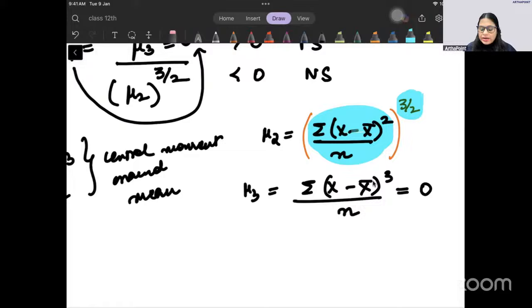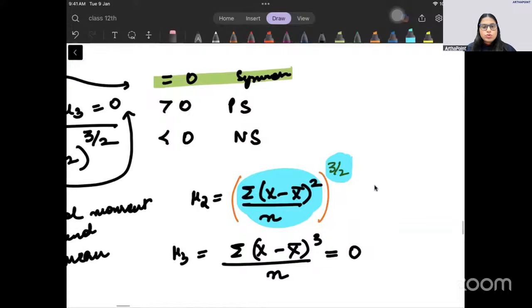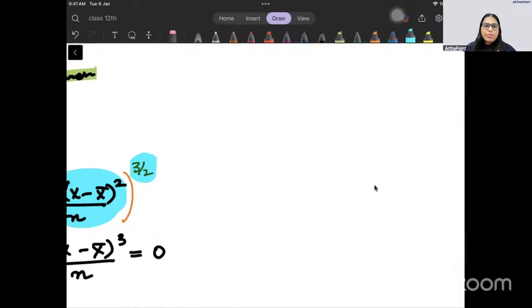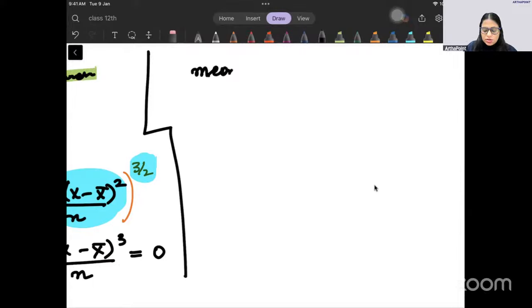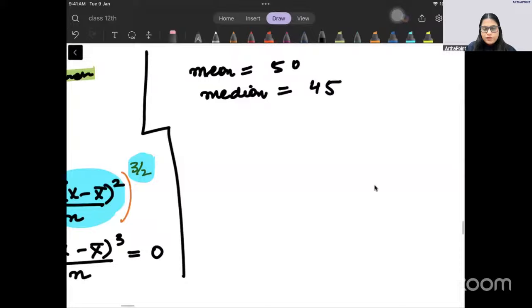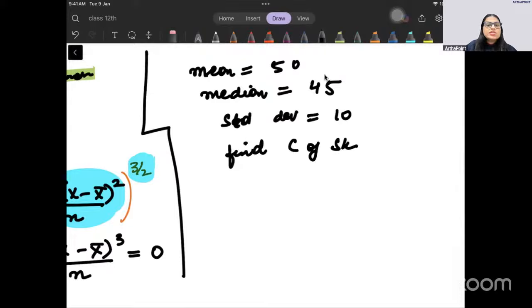Hopefully by tomorrow, you should get a complete MCQ practice on all of this and just do them. So the full revision of stats will be done by all of you. Okay. So do this. Mean is 50. Median is 45. Standard deviation is 10. Find the coefficient of skewness.